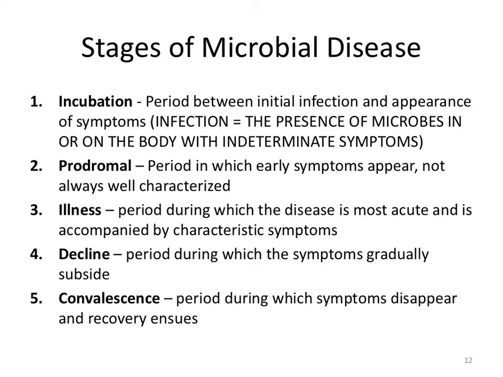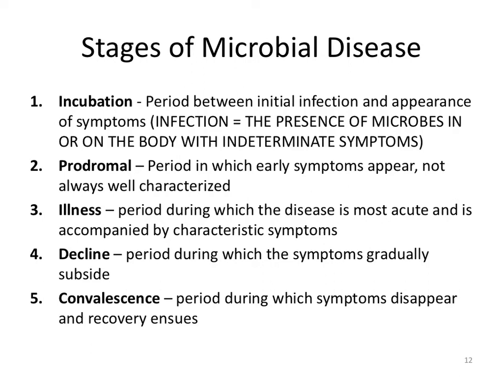The prodromal period is the period in which early symptoms appear, and it is not always well characterized. Illness is the period during which the disease is most acute and is accompanied by very characteristic symptoms. The decline period is the period during which the symptoms gradually subside, so you're starting to feel better, but you still have some symptoms. And convalescence is the period during which symptoms disappear and recovery ensues.